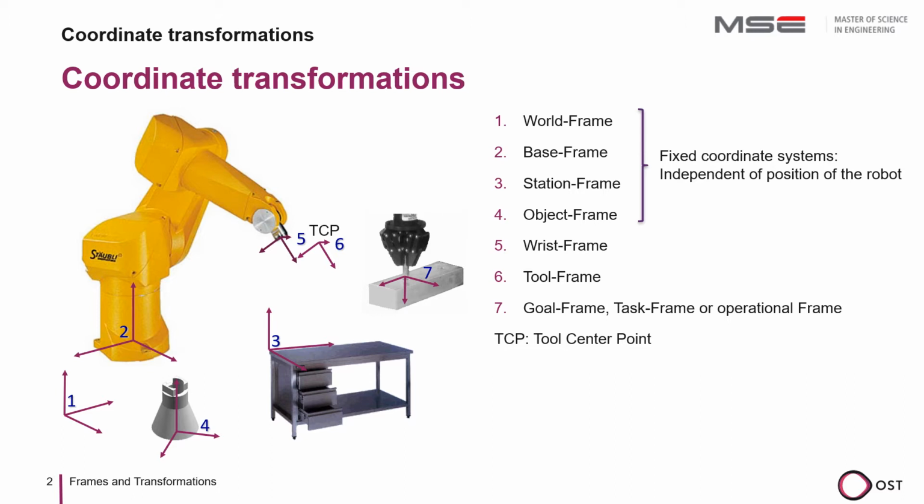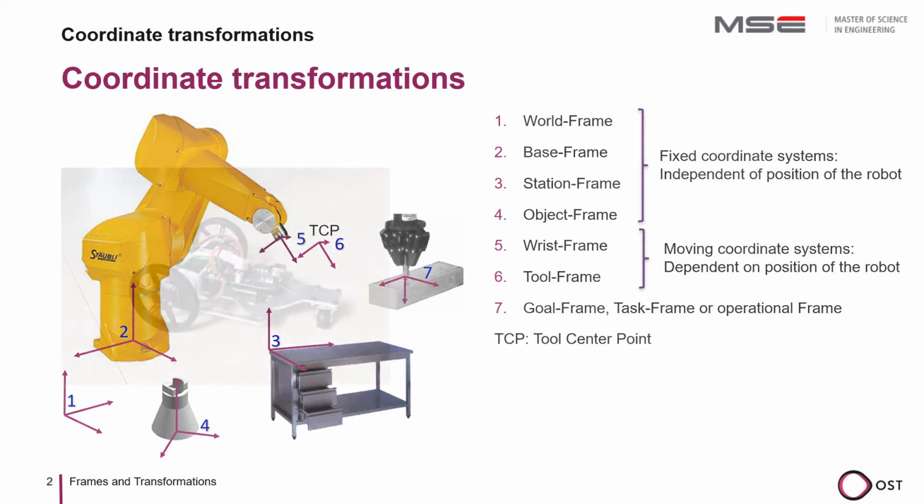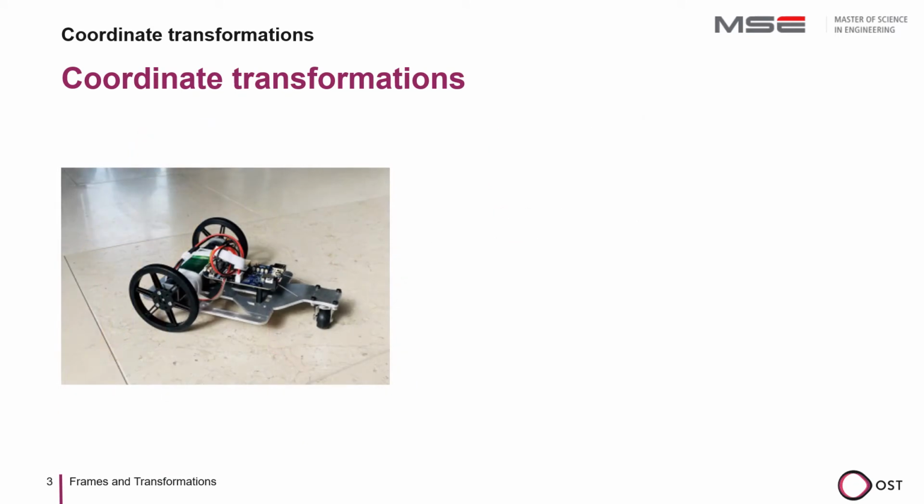They are independent of the position of the robot. Wrist frame and tool frames are moving coordinate systems. They depend on the position of the robot. Target frames are not fixed, but still do not depend on the robot position alone, but on the interaction between robot and environment. An example would be an interaction coordinate system in a contact point, which is needed for contact force control. For mobile robots, the frames are described very similarly.